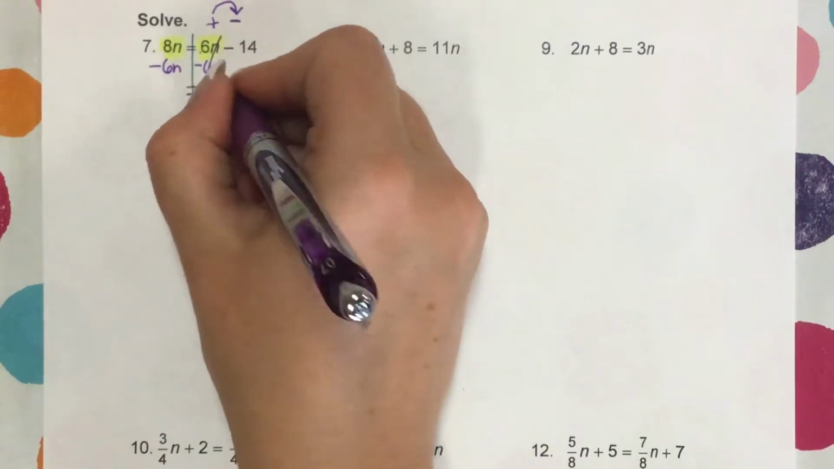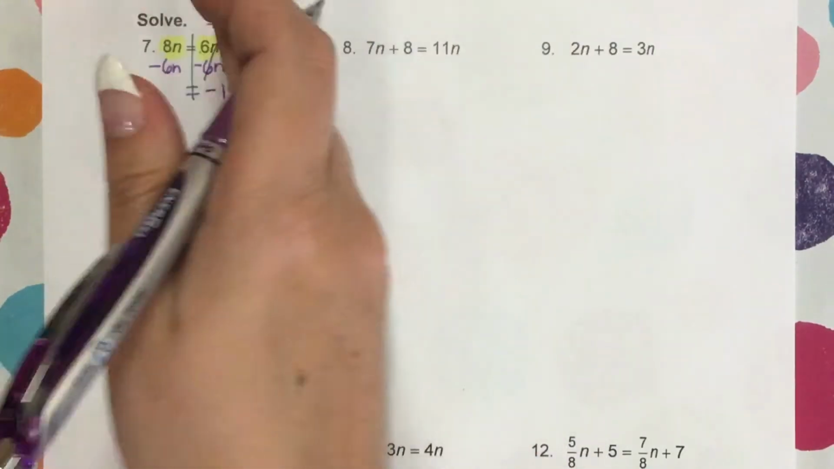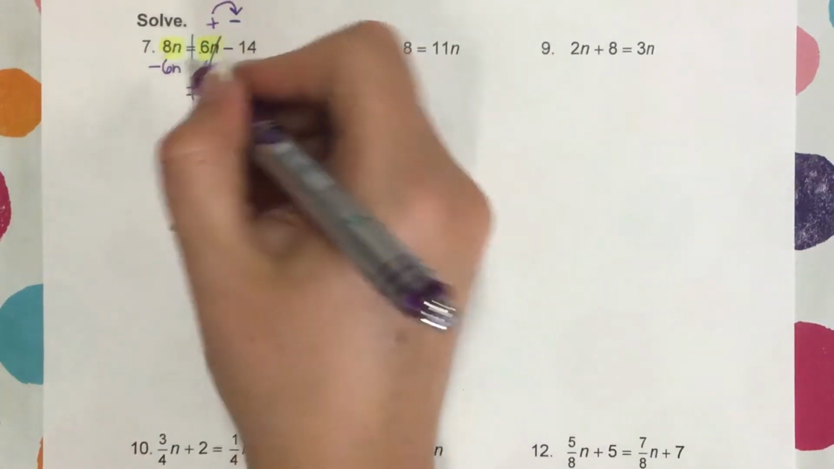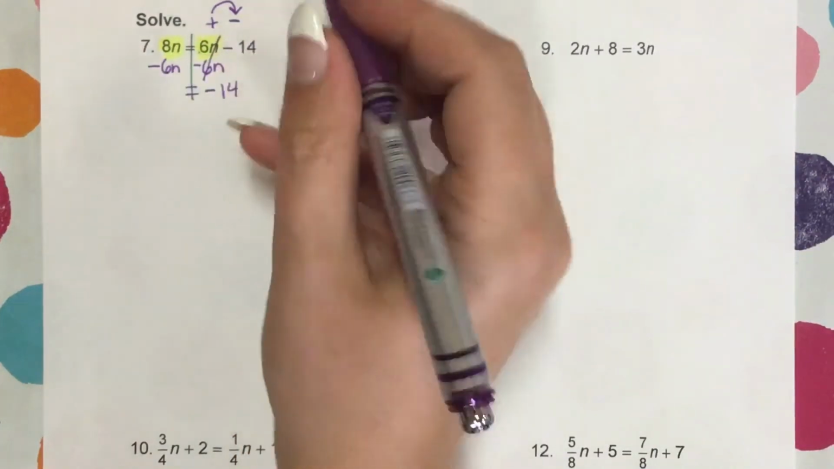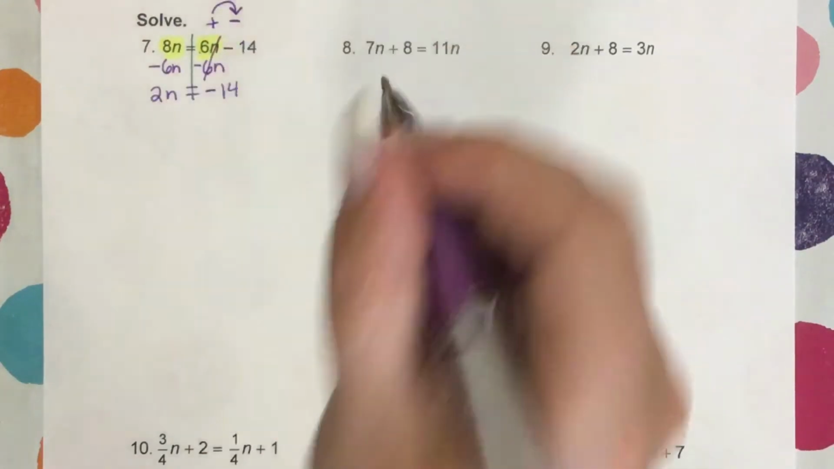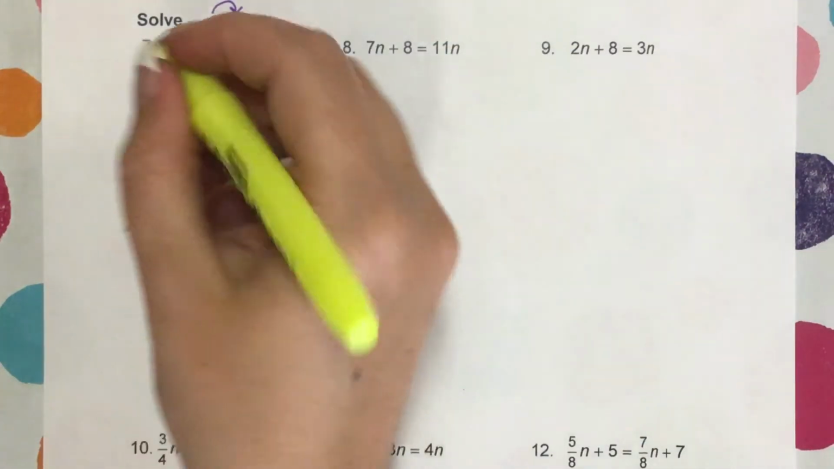All we have on this side is 14. So we did our job. We moved the n from this side of the equation over here. And then we just need to combine these two. So 8n minus 6n is really the same thing as 8 minus 6, which is 2, and then you put an n on the back of it.